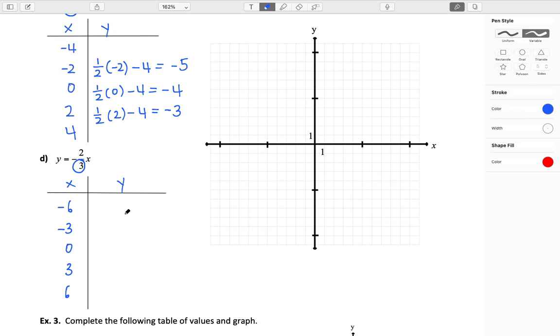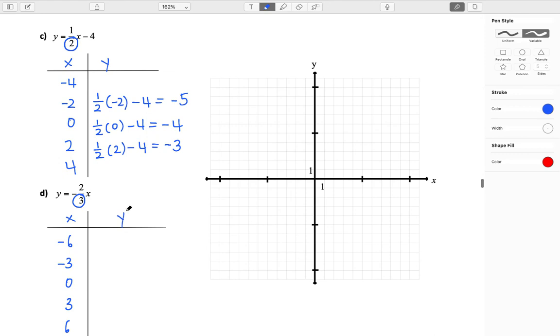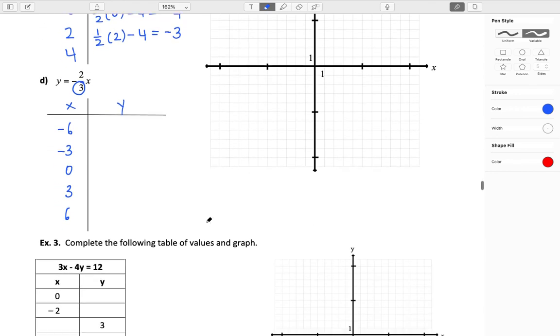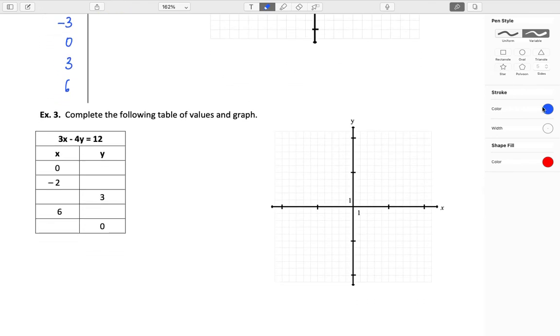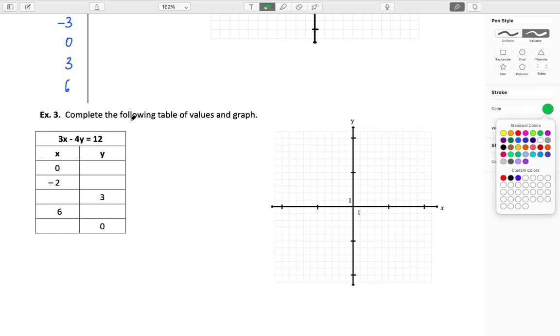Okay. So try to put it in for C and D and see if you could find a point of intersection. Okay. But let's try example 3. So example 3 is a little bit different. So complete the following table of values and graph.